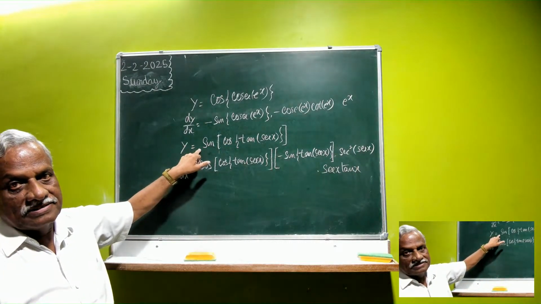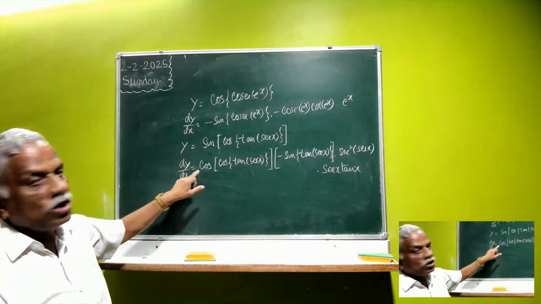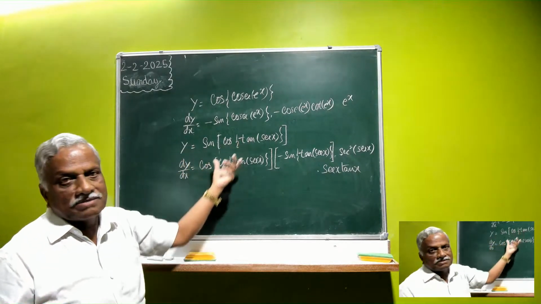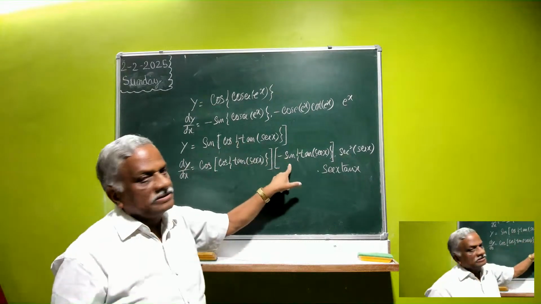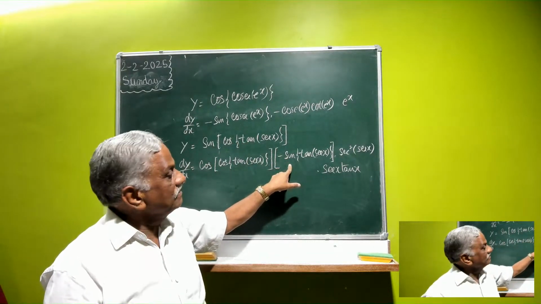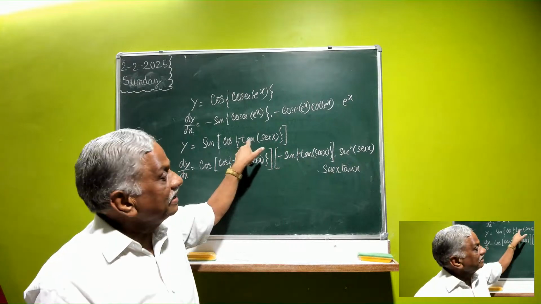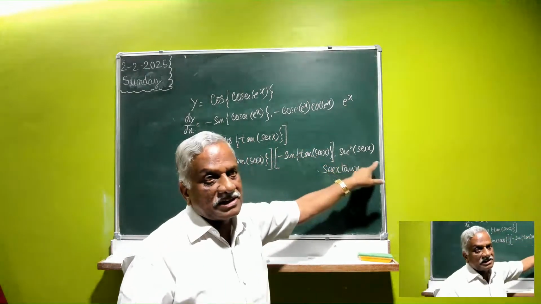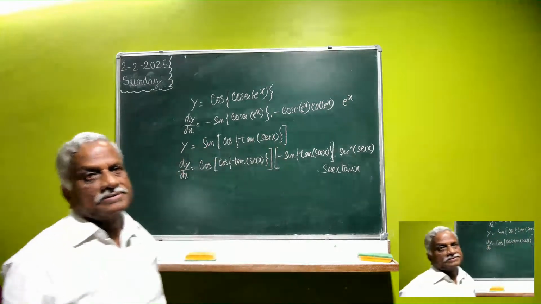Repeat once again. First, I differentiate sine. I get cos. Rest remains as it is. Then I differentiate cos. Differentiation of cos is minus sine. Rest remains as it is. Then I should differentiate tan. Tan is secant square x. The rest remains as it is. Secant x remains as it is. Then you should differentiate secant x.